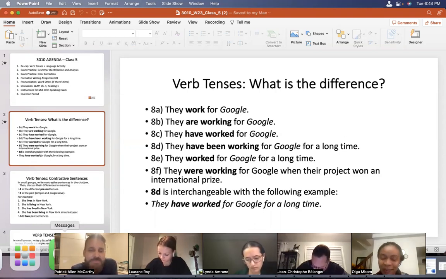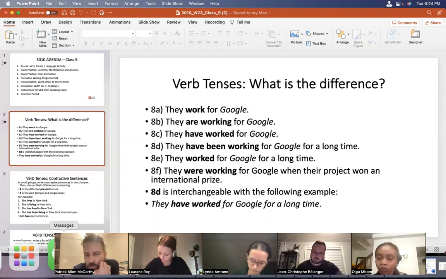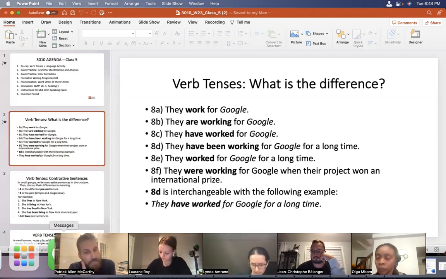So now look at E. They worked for Google for a long time. Okay. Jean-Christophe, can you help me? They worked for Google for a long time. It's at the simple past. Yes. And what does it mean? It happens in the past and it ends in the past, but we know when. Yes. And here, for a long time. Very good.